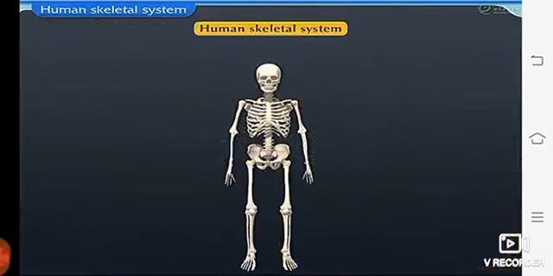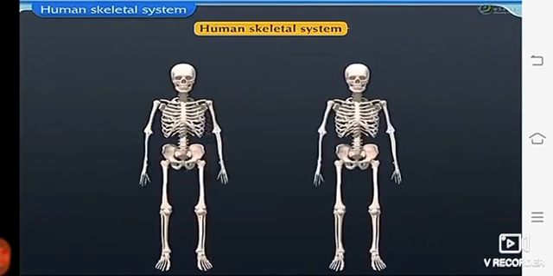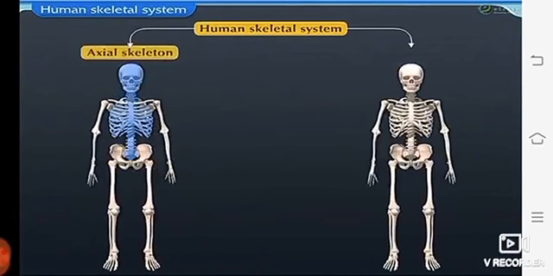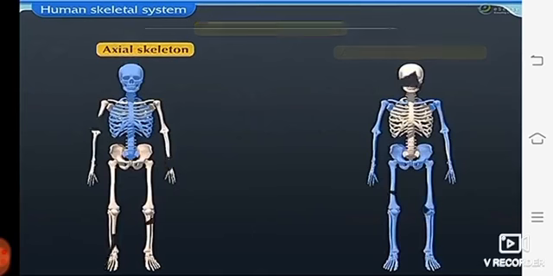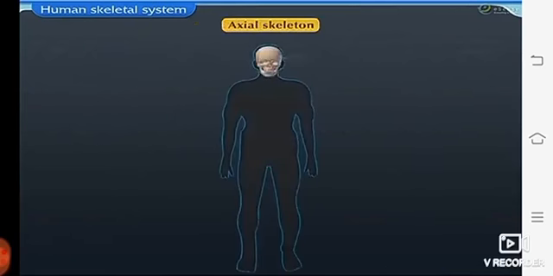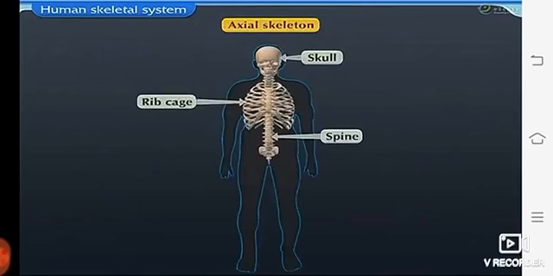So now let us study in detail about the human skeletal system. The human skeletal system is divided into two parts: axial skeleton and appendicular skeleton. The axial skeleton consists of the skull, the spine and the rib cage. These structures of the axial skeleton are found on the central vertical axis of the body. That means they are situated at the center of the body and they are vertical.